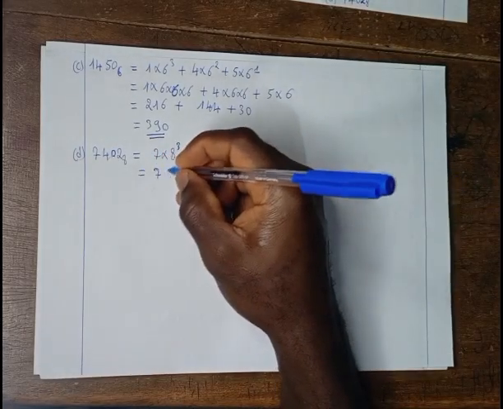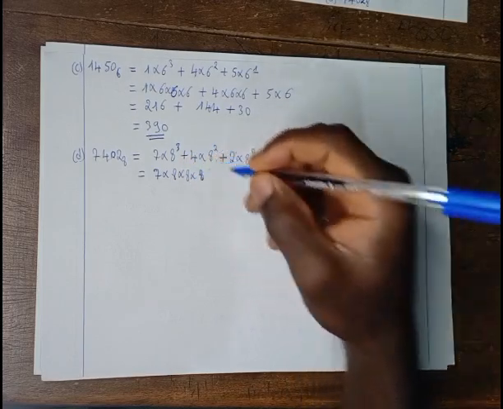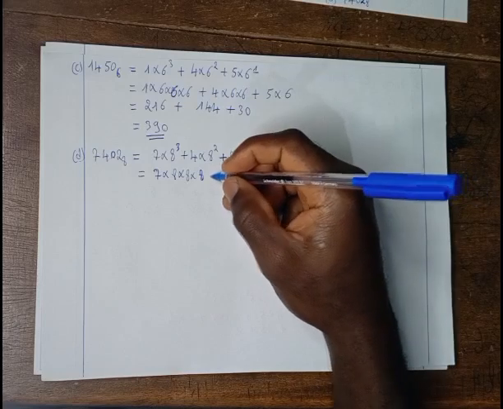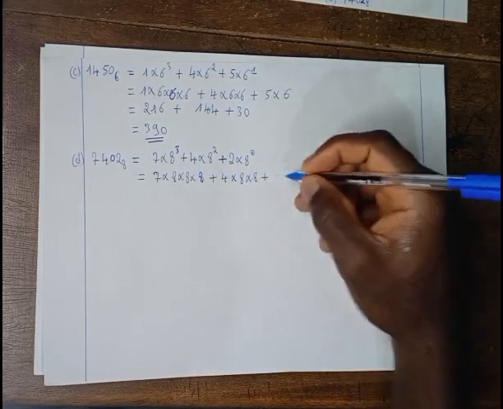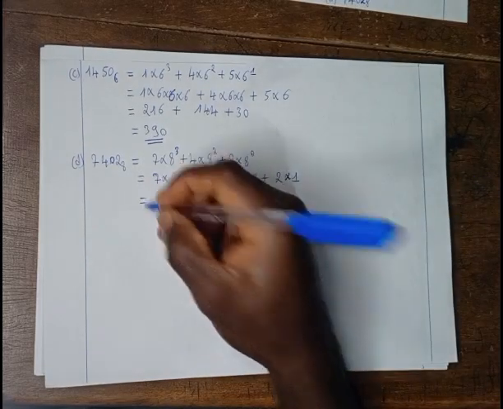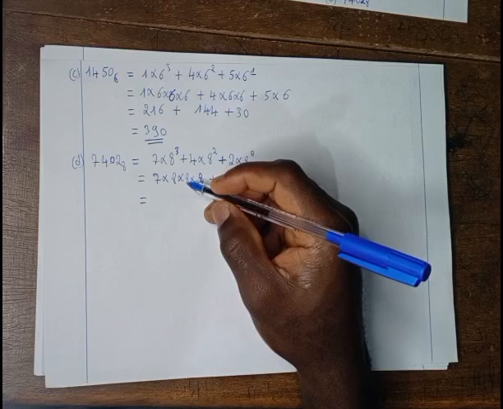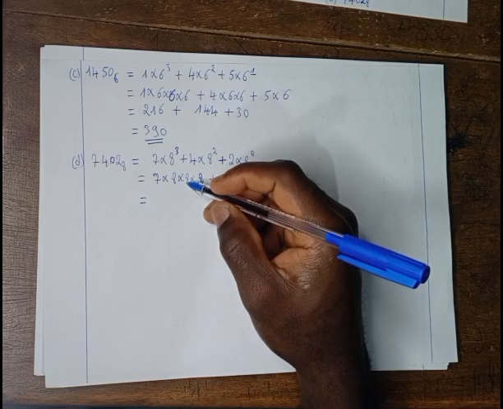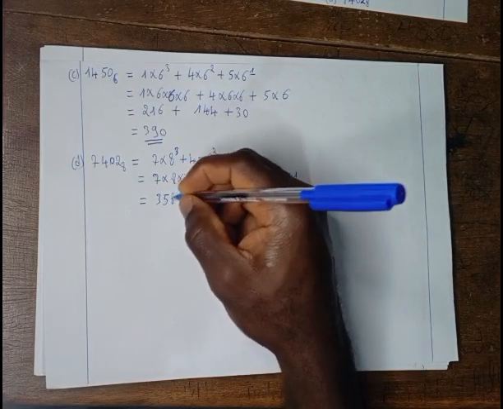This will simply give us 7 times 8 raised to the power 3, which is simply 8 times 8 times 8, multiply 8 by itself 3 times, plus 4 times 8 squared, which is simply 8 times 8, plus 2 times 8 to the power 0, which is simply 1. This will simply give us 7 times 8 is equal to 56. 56 times 8 is equal to 448. 448 times 8 is equal to 3,584.